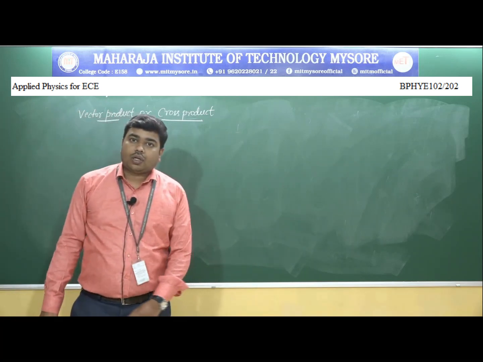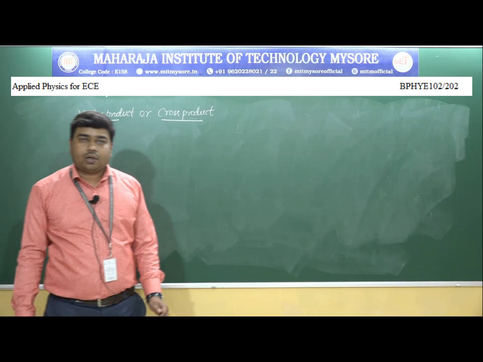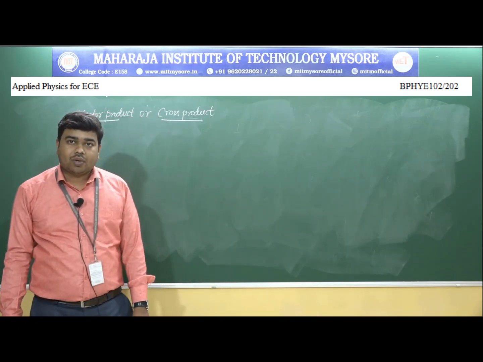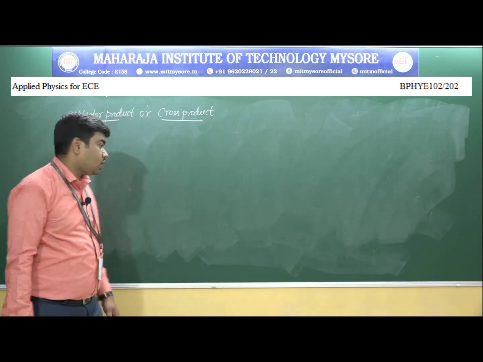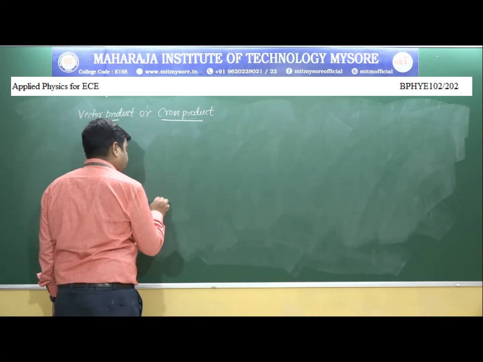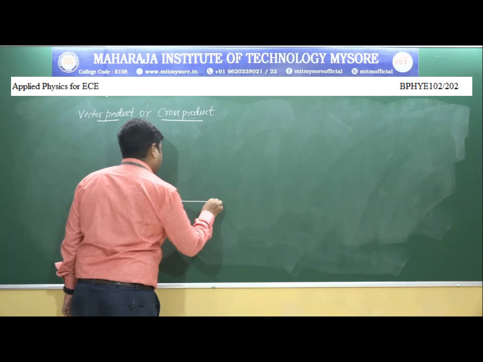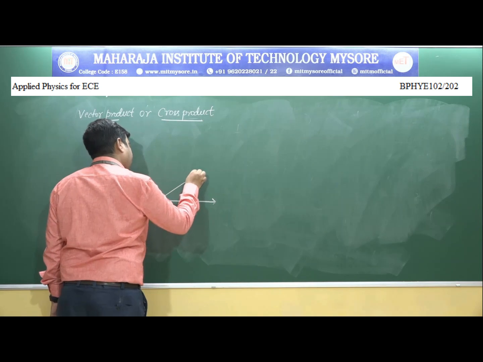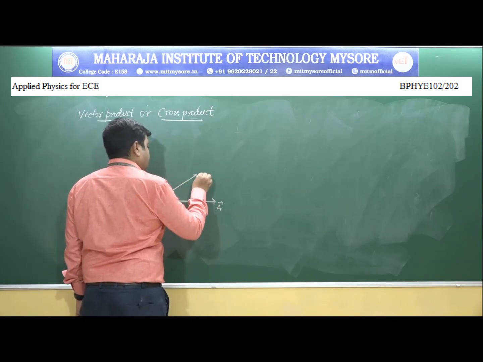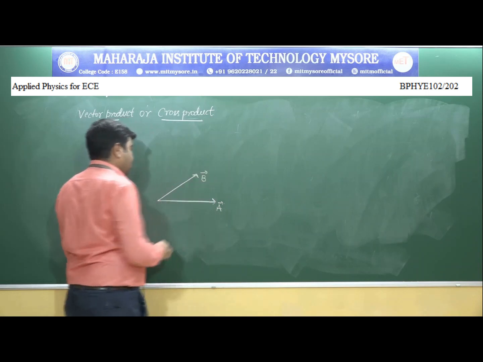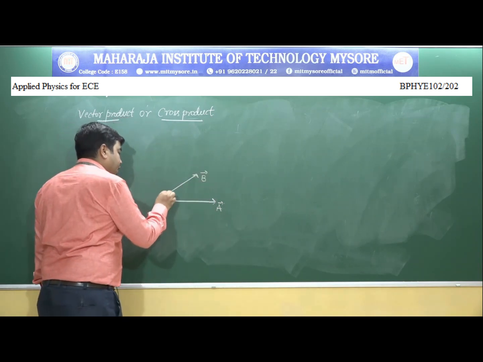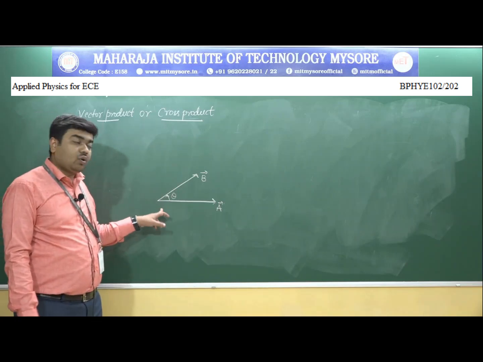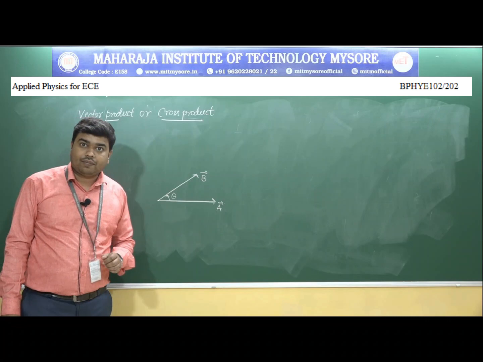Now, next kind of product is vector product or cross product. Now, what is meant by a vector product or what is meant by a cross product? Now, let us consider two vectors, vector A and vector B, and let there be an angle theta between those two vectors, vector A and vector B.